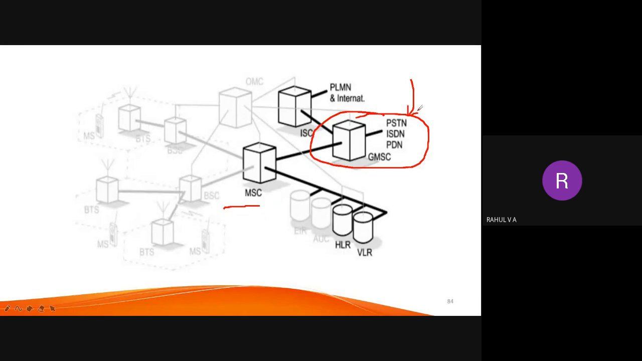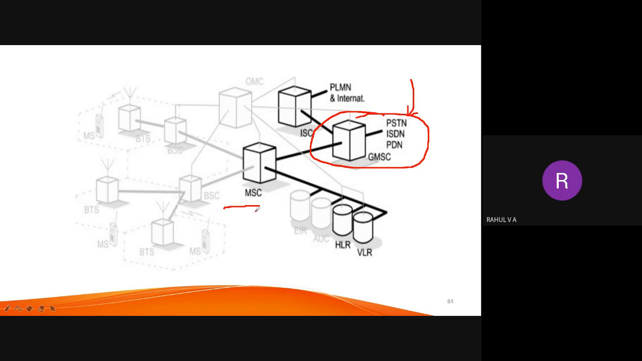Another network. For example, if you want to call from Airtel to BSNL, you have to access the public network. I'm calling from Airtel to BSNL. So in my Airtel network, there will be OSS, NSS, BSS, etc. When I'm calling with the help of all these subsystems, I'll be accessing the public network. From the public network, it will go to BSNL. Like that, it is defined.